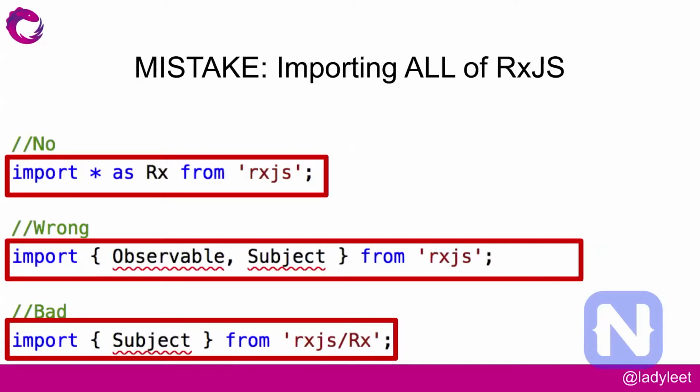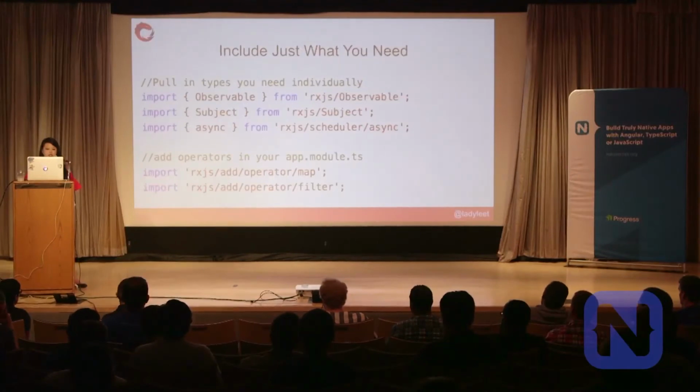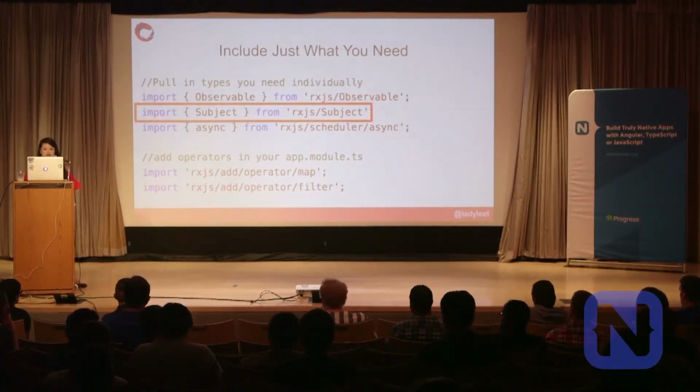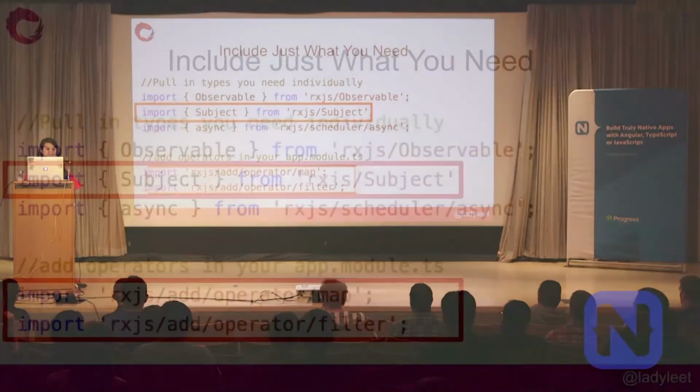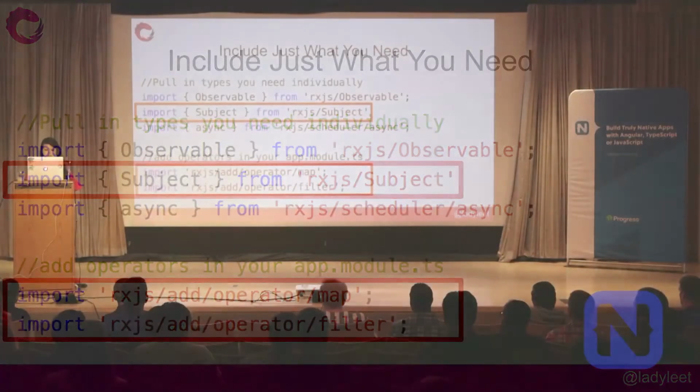What this is going to do is bring in all 60 operators from RxJS, bundle them up, and then ship them to the browser for you. So your app is obviously going to be much larger than it needs to be. What you do need to do is just import the things you need. So import directly from the module path inside the RxJS package. This is going to import the bare bones observable or subject, and it doesn't come with any operators. The operators that you need to use, just in your app module file, go ahead and add them here, and then they're going to be available to you throughout your entire application.